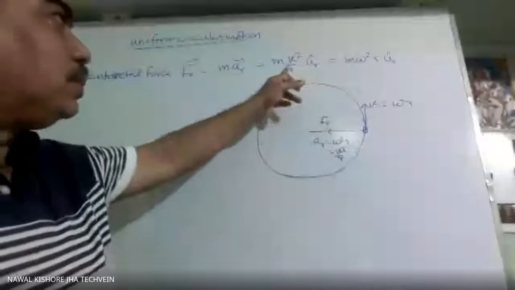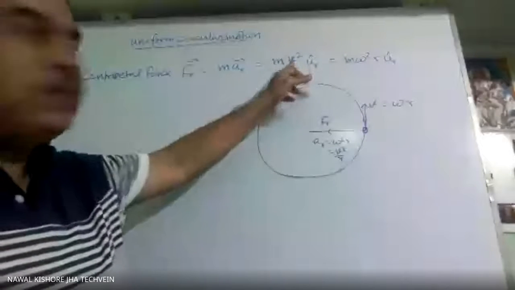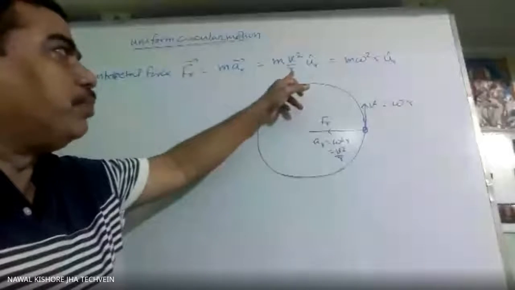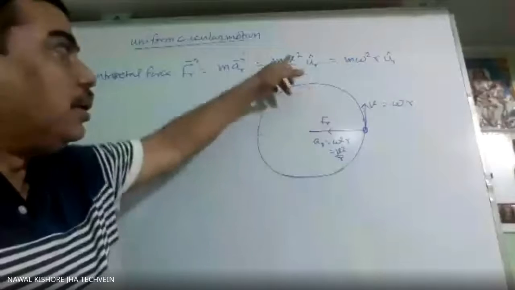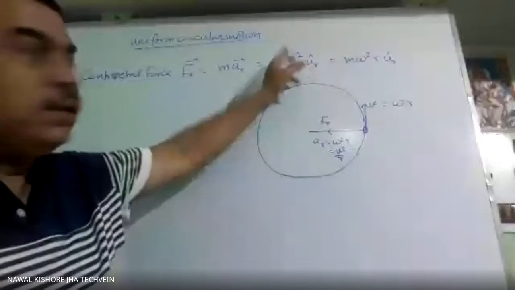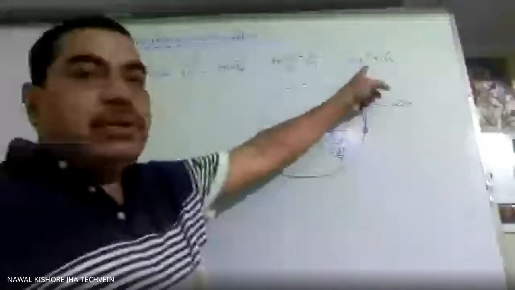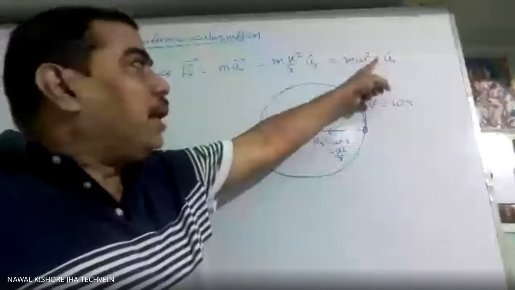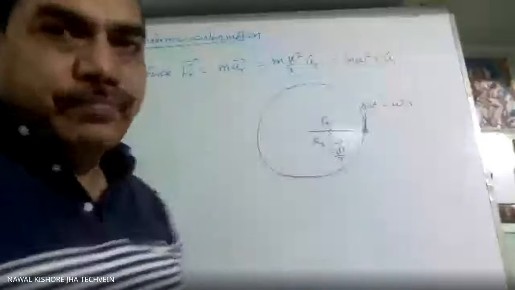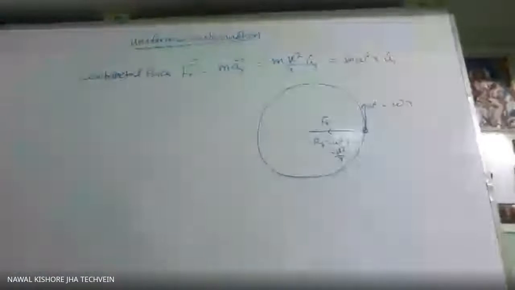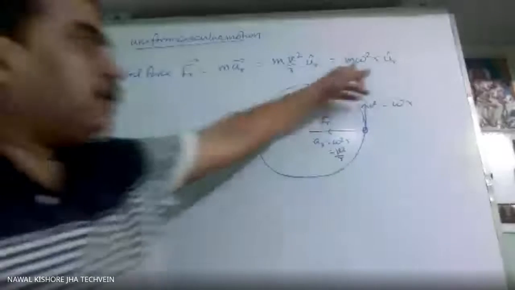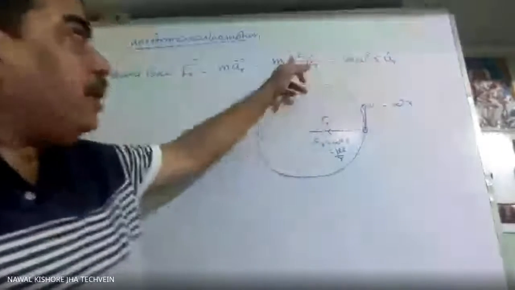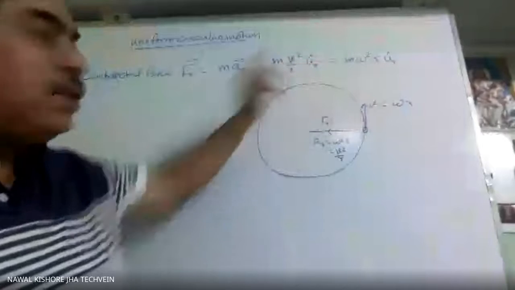So this force is directly proportional to the square of the velocity and inversely proportional to the radius, if we are talking about linear velocity. If we are talking about angular velocity, it is directly proportional to the square of angular velocity as well as directly proportional to radius. So if omega is the same, constant, then it is directly proportional to radius. But if you are keeping V the same, then it is inversely proportional to radius.